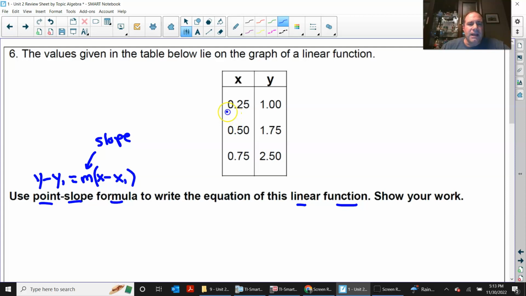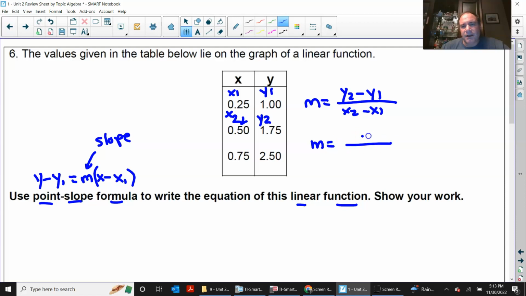So let's go ahead and label this x1 and this y1, and this x2 and this y2. I'm going to figure out the slope up here. The slope formula is y2 minus y1 over x2 minus x1. We have subtraction: 1.75 minus 1.00, and then 0.50, x2 minus x1, 0.25.